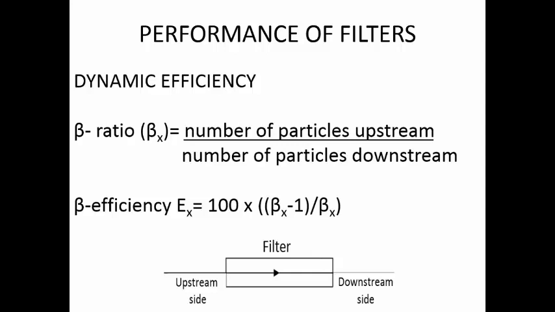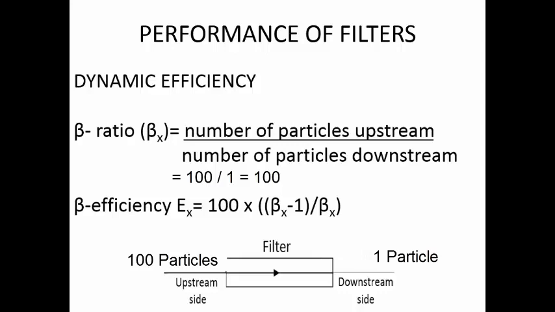Now, what is the beta ratio in this case? The beta ratio will be the number of particles on the upstream side, that is 4, divided by the number of particles on the downstream side, that is 2. So 4 by 2 is equal to 2. That is the beta ratio. Now, for example, you have 100 particles on the upstream side, and only 1 particle is found on the downstream side. Then the beta ratio will be 100 divided by 1, which is equal to 100.